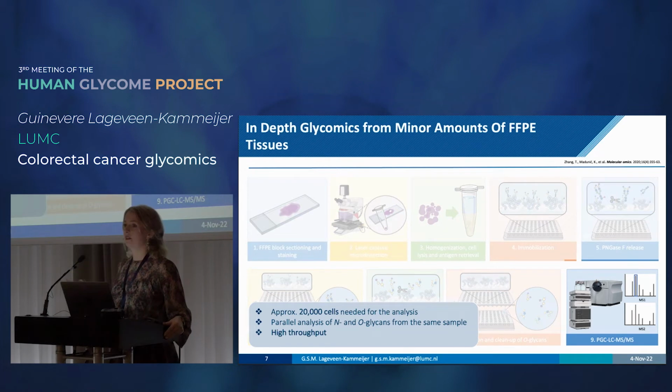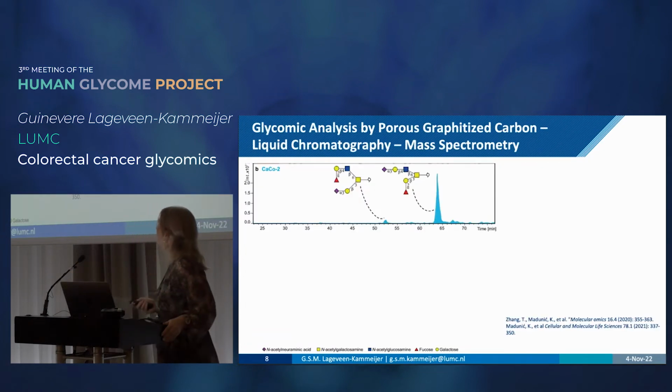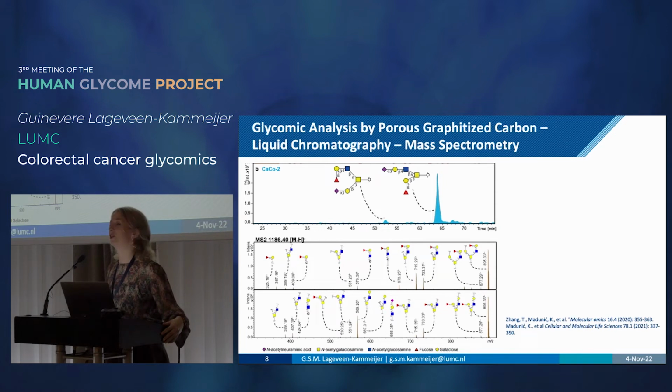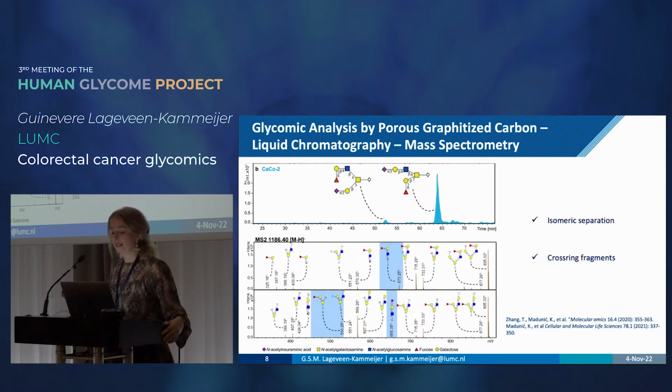So why do we use PGC LC-MS, porous graphitized carbon? Mainly because it has a really powerful separation. What you can see here from a CACO2 cell line is that if we do an extracted ion chromatogram of a specific mass that should be related to a glycan, we observe two different peaks. By using PGC LC-MS, we measure in negative ion mode and get specific cross-ring fragments that are unique for the specific isomers. Due to that, we can really distinguish which glycan belongs to which peak. So it's powerful in isomeric separation, and we get these cross-ring fragments.